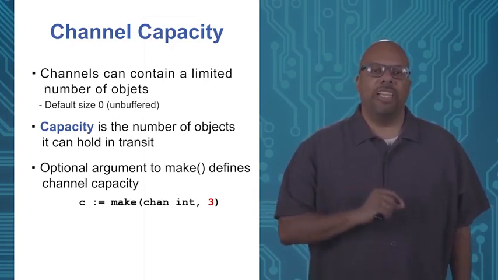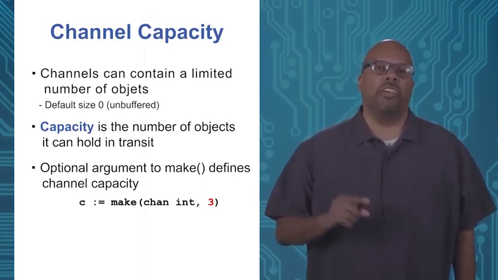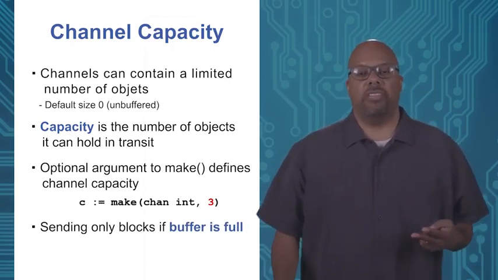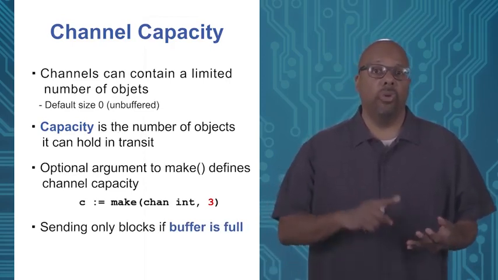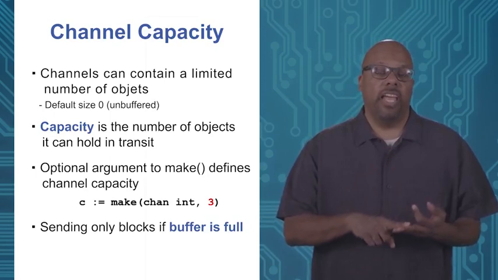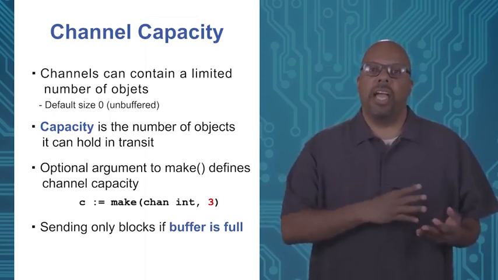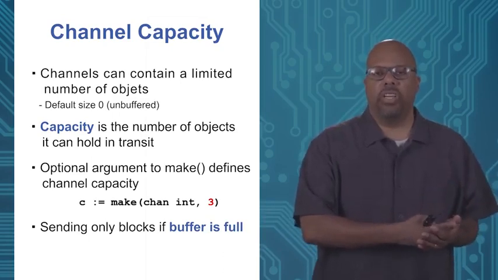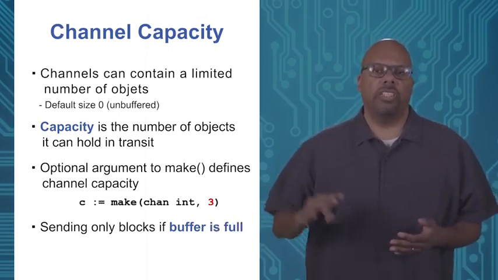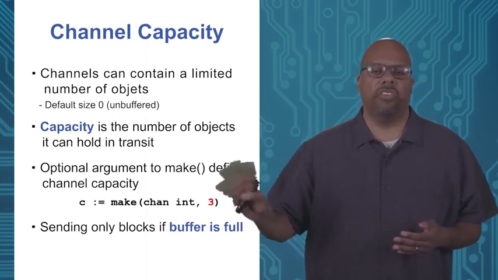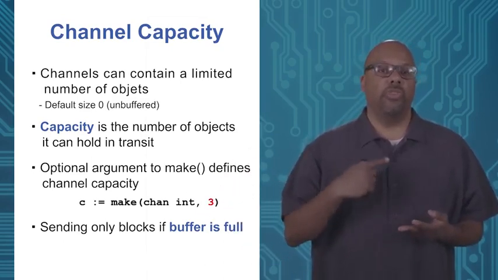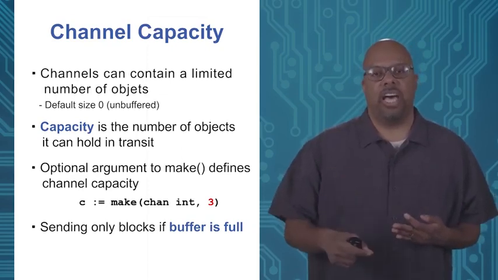What I mean is sending only blocks if the buffer is full. So say I make a channel of capacity 3. I can do 3 sends without blocking. So I can do 3 sends with no receipts. Say GoRoutine 1 is sending to GoRoutine 2. Let's say GoRoutine 2 has not done any receives. It doesn't do a receive for a long time. GoRoutine 1 can do 3 sends and still not block.